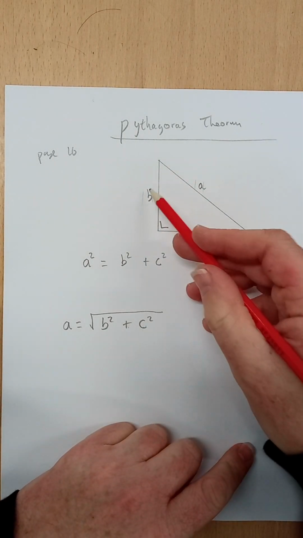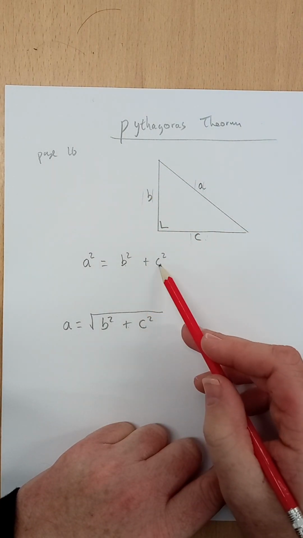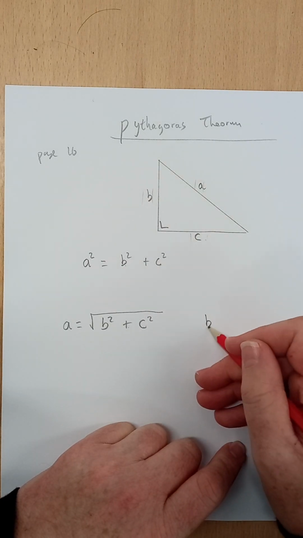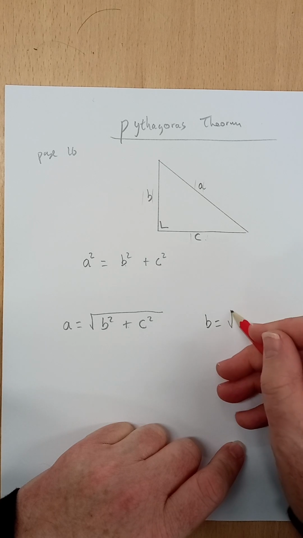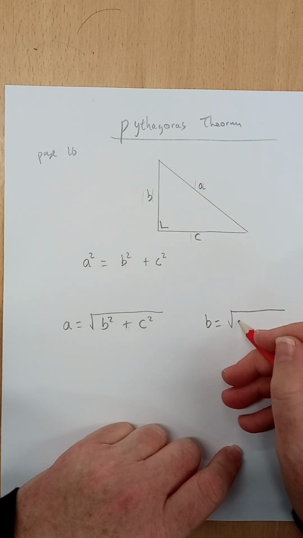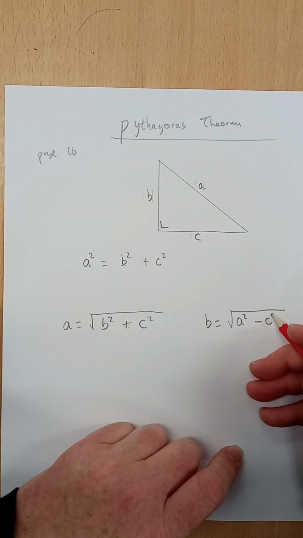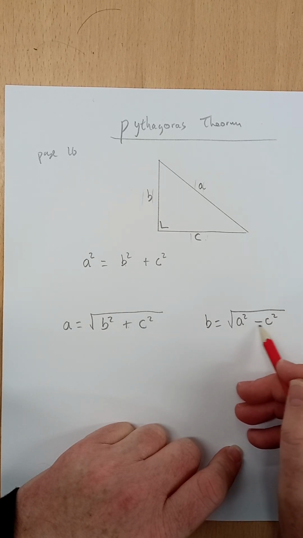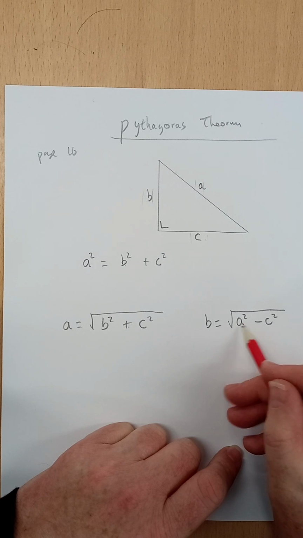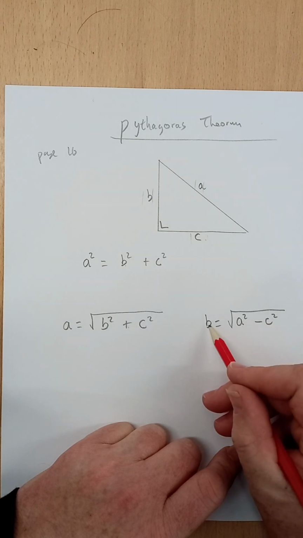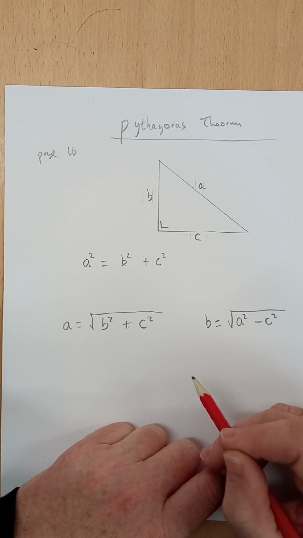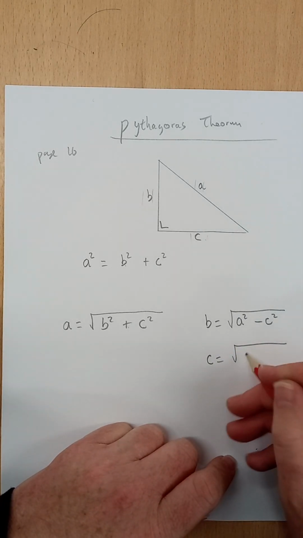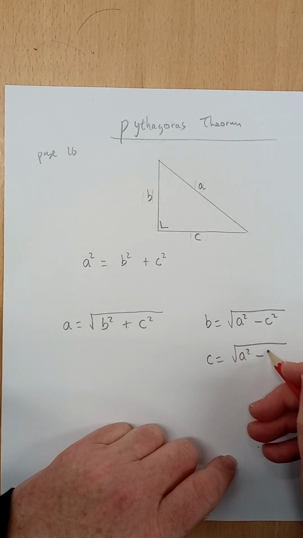Whereas, if one of the other two sides, let's say B or C is missing, let's say B is missing, well then B would be equal to the square root of the other sides subtracted from each other. But obviously you put the bigger number first rather than the smaller number. So it's always going to be longest minus the other side if B or C is missing. And similarly, if C is missing, it's just going to be A squared minus B squared.